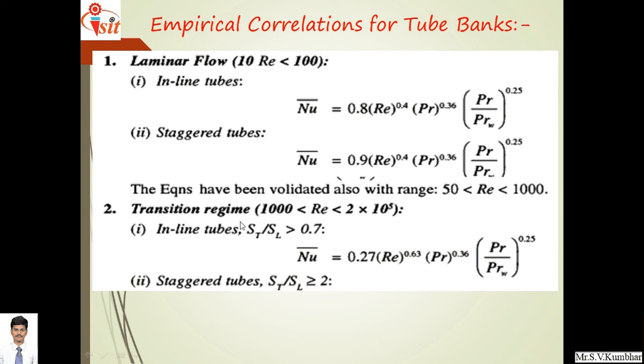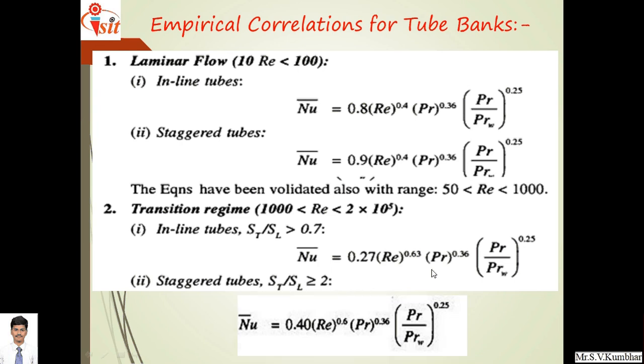Transition regime, inline tube: Nusselt number is equal to 0.27, Re raised to 0.63, Prandtl number raised to 0.36, Pr upon Pr_w raised to 0.25, and for staggered tube Nusselt number is equal to 0.40, Reynolds number raised to 0.6, Prandtl number raised to 0.36 into Pr upon Pr_w raised to 0.25.